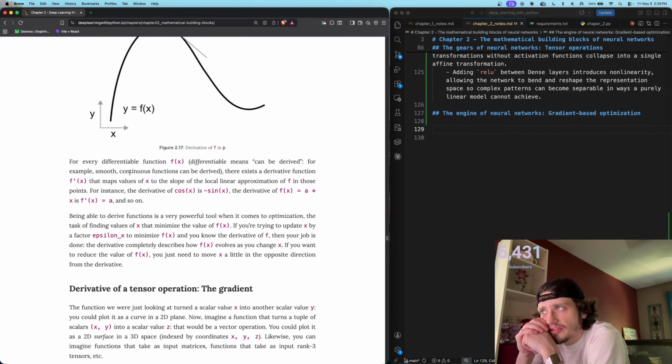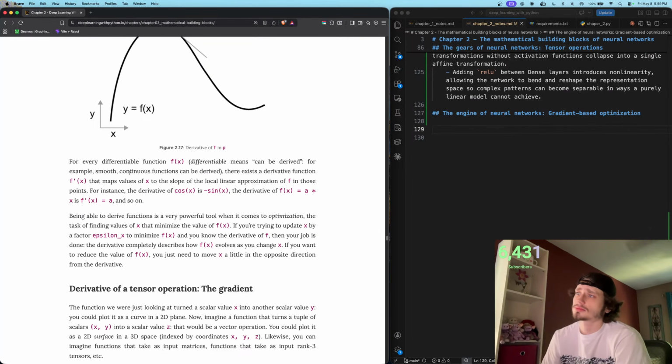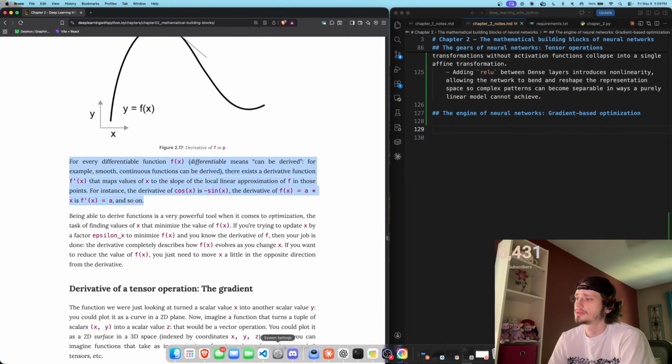For every function f of x, differentiable means can be derived. For example, smooth continuous functions can be derived. There exists a derivative function, f prime of x, that maps values of x to the slope of the local linear approximation of f at those points. I'm not really following this.